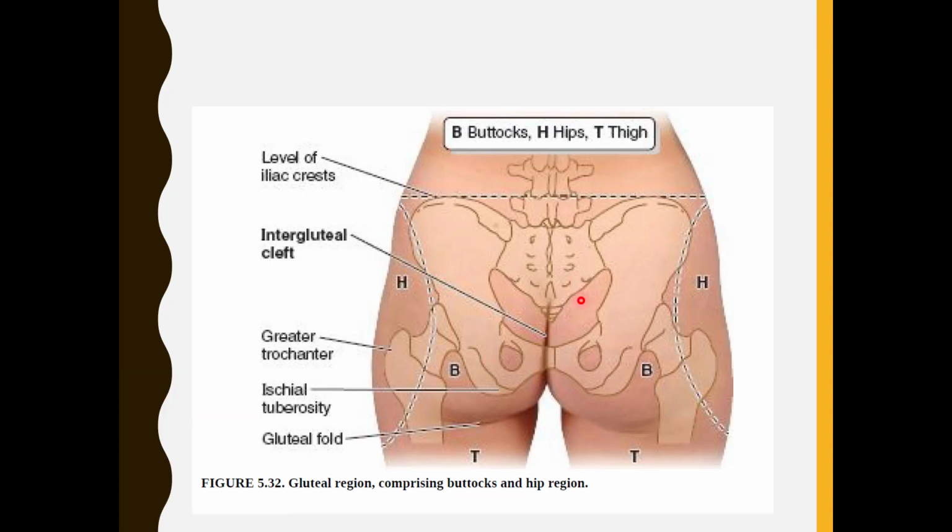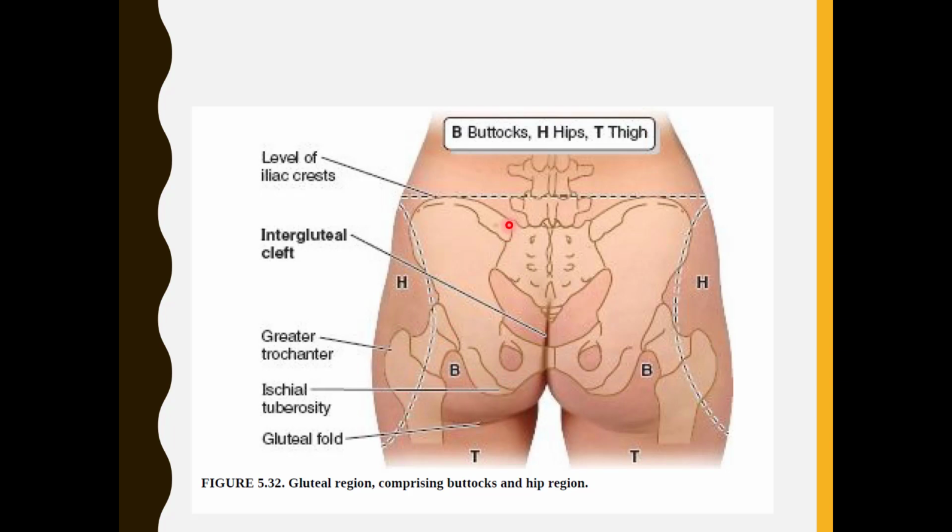See here in this diagram, this is the upper level of the iliac crest. This is intergluteal cleft. Because this is one gluteal region and this is another gluteal region and this is the intergluteal cleft. This is greater trochanter of the femur and this is ischial tuberosity.